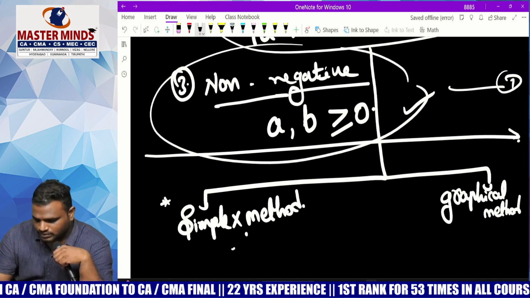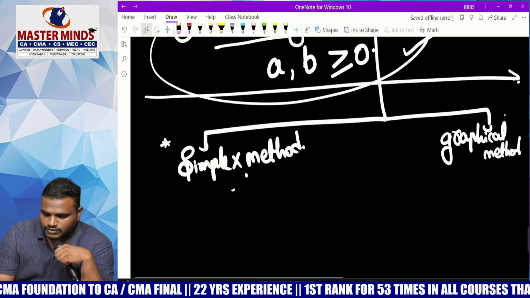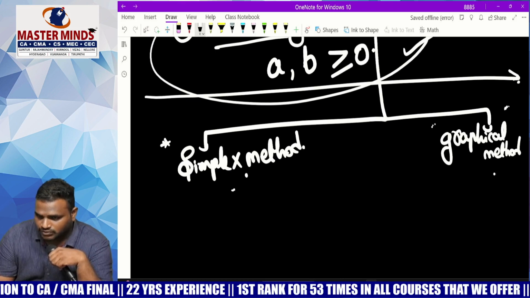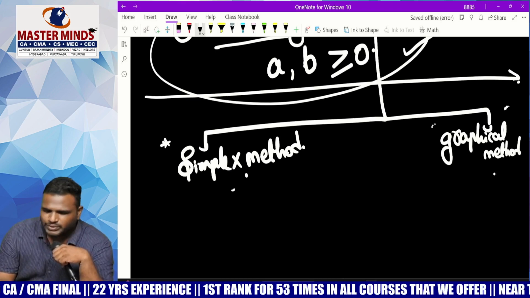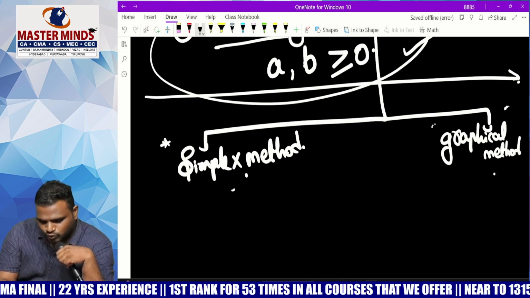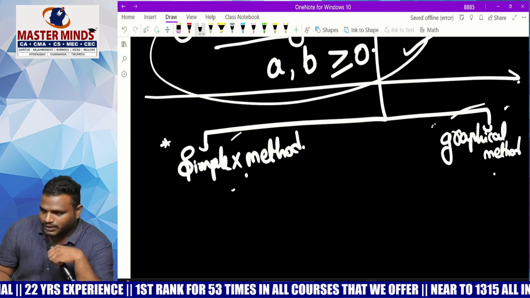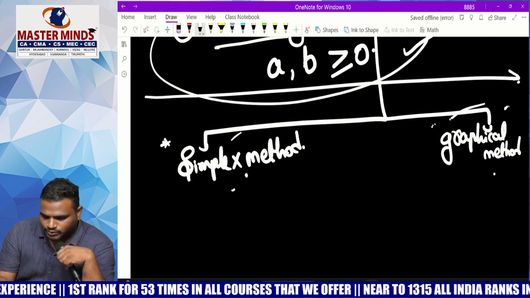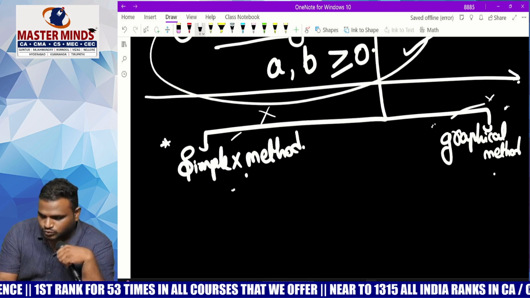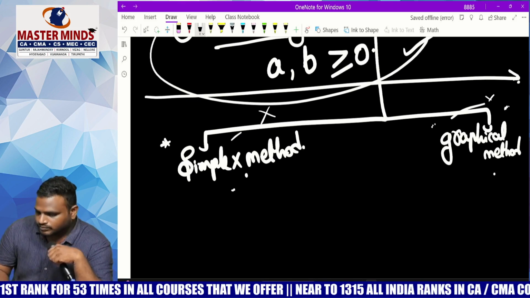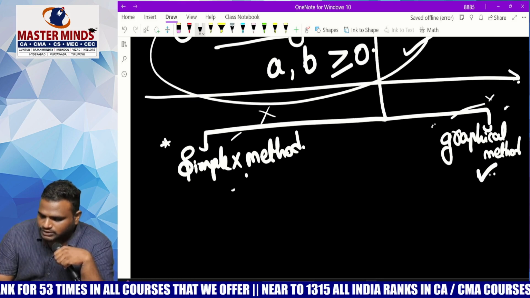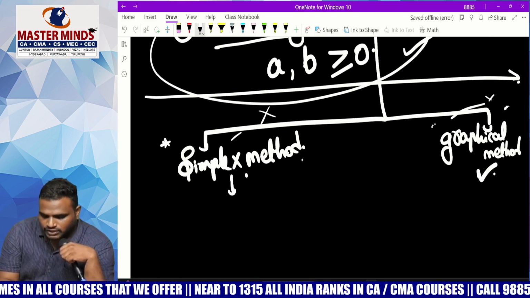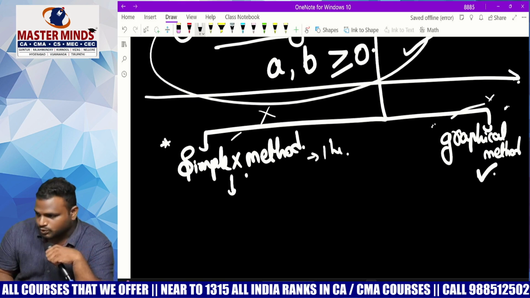Next one is the graphical method. Previously in the CA examination these two methods were frequently tested, but till now in CMA final they have never tested these two methods. Of these two methods the graphical method is very, very easy, and the simplex method will take more than 1 hour to solve the problem.